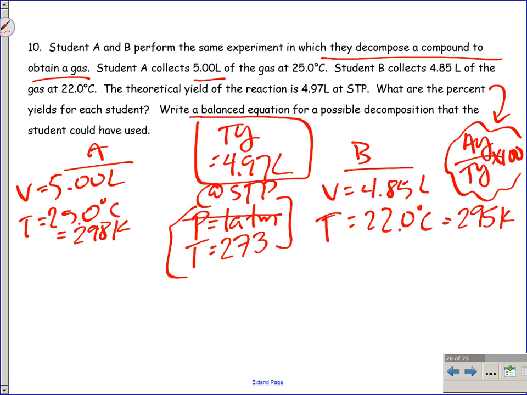So this was under the Charles's Law section, right? So guess what law is probably going to be used? Charles's Law, right? So this is a V, and this is a T, right? So we have V over T, or we have V1 over T1 equals V2 over T2.